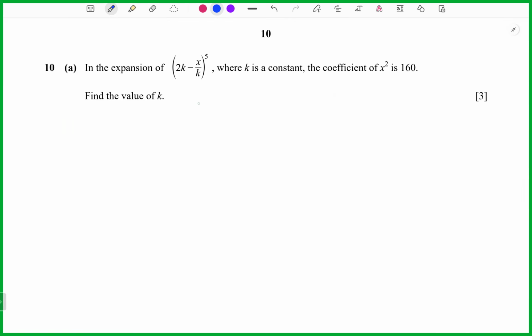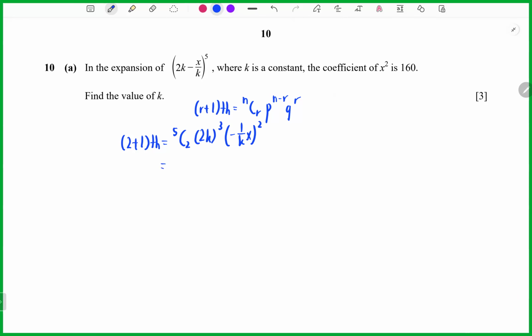Okay, so you can take the r plus 1 term equals nCr, T is n minus r to r. Now we need to find the x squared, so we can take 2 plus 1 terms here. It equals 5C2, and then here is 2k, because 5 minus 2 you will get 3. So q is negative 1 over k, q is k squared.